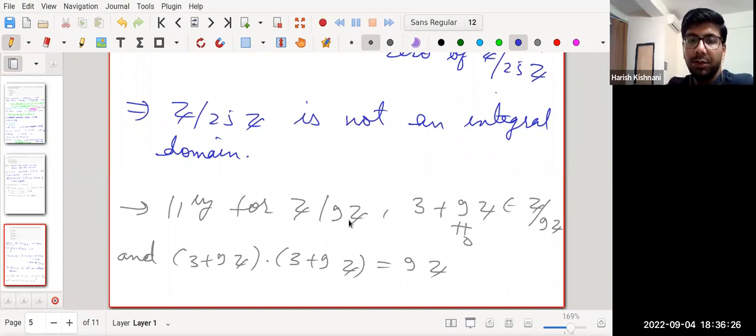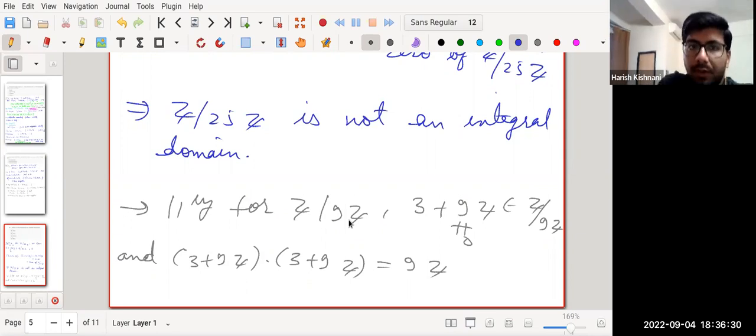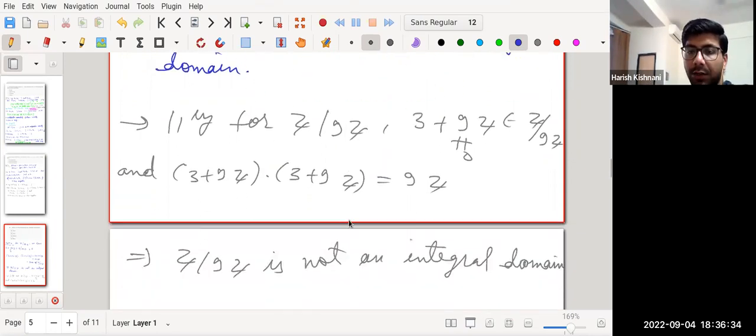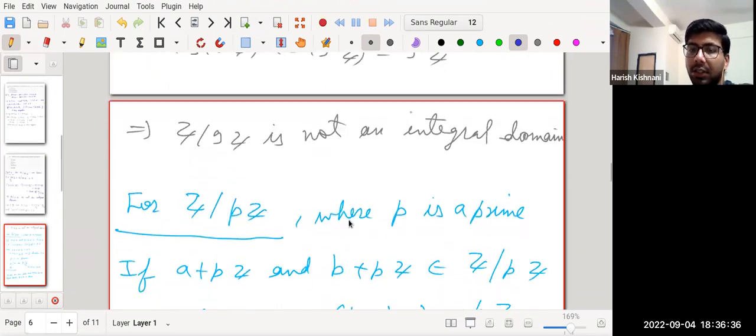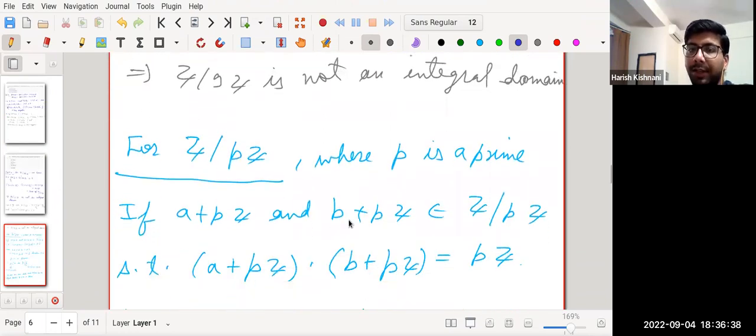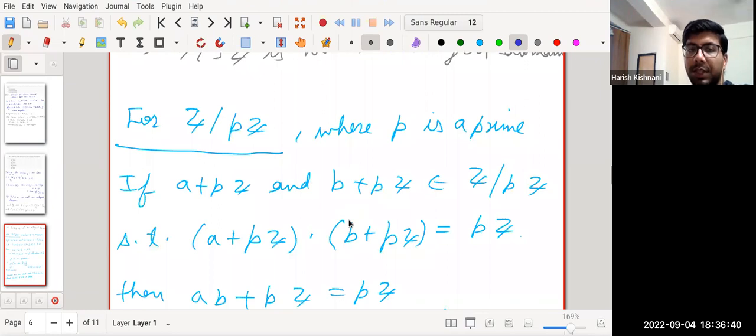Thus, it's not going to be an integral domain. Okay, so what special thing do you have when you are working with primes? We will in general prove that Z modulo pZ is an integral domain.